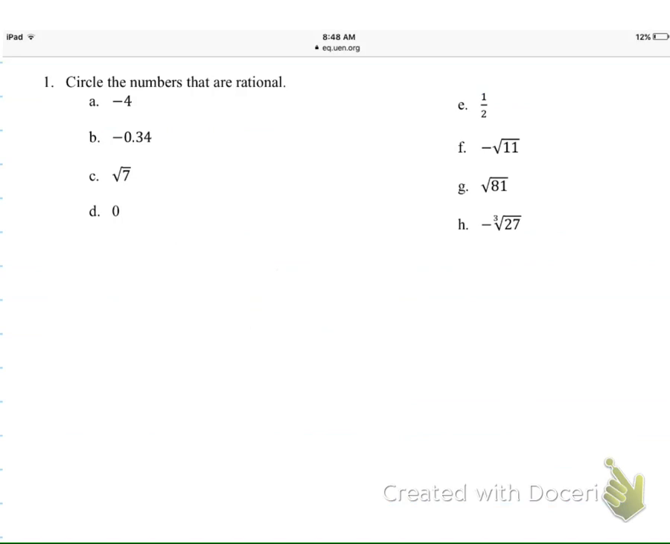Alright, so now you're going to write which of these are rational, and I'm going to pause for just a minute because there will be a question asked to you and you're going to answer the question.